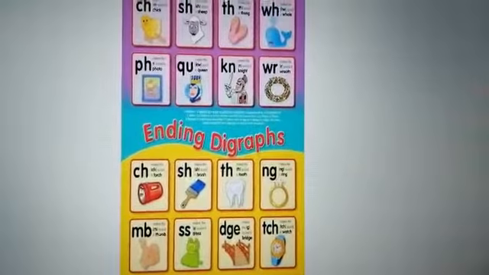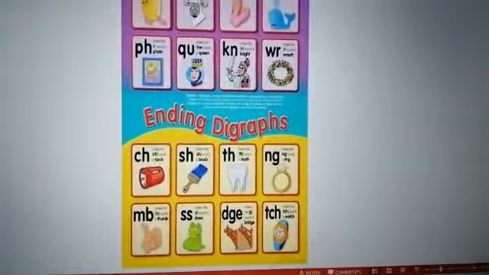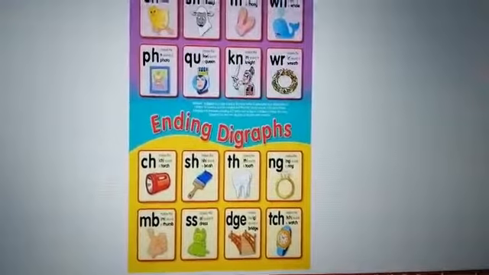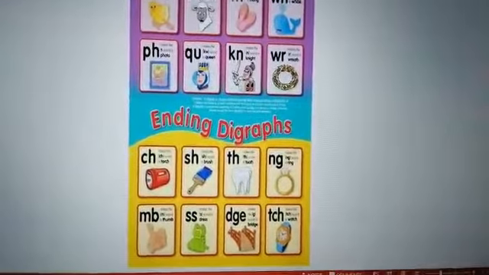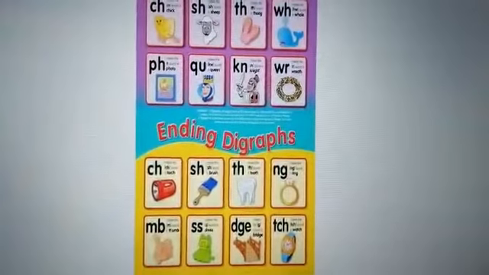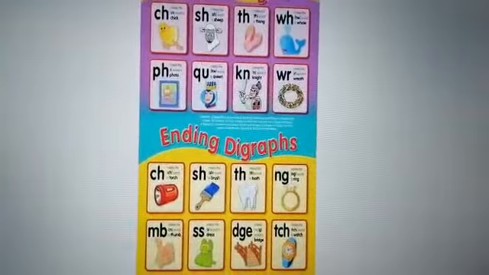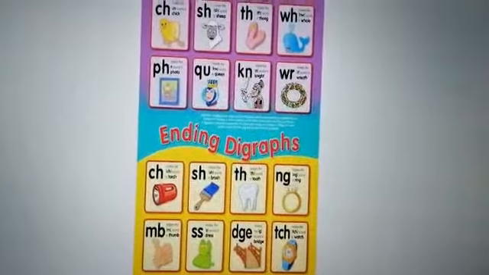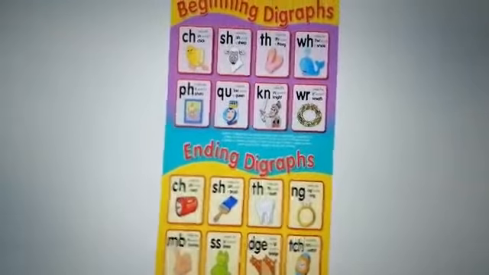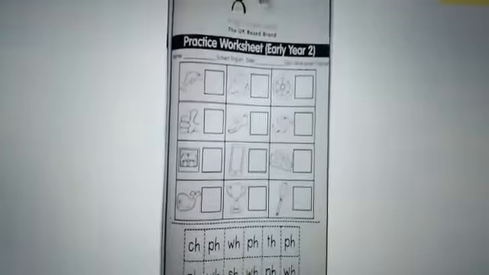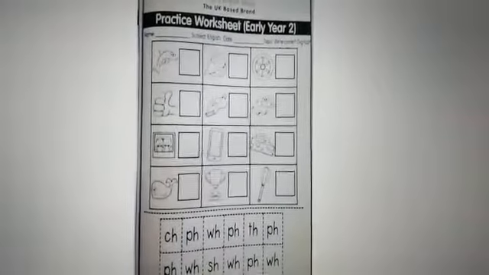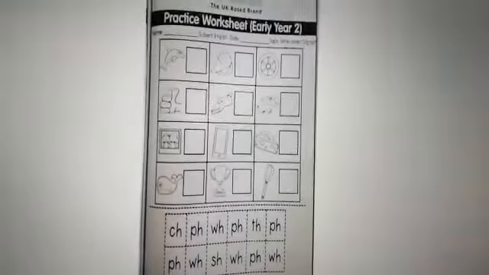Now let's see the ending digraph. CH, SH, TH, NG, MB, SS, GE, and CH again. Now let's move forward to our worksheet. Look, write the correct digraph.